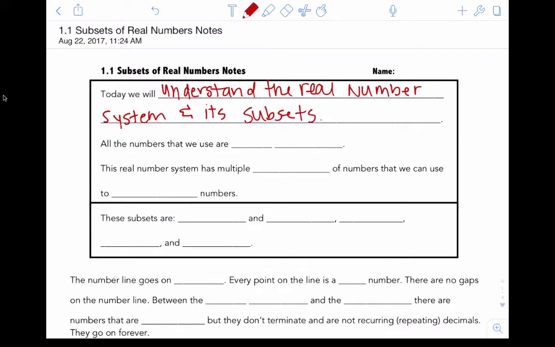So all the numbers that we use, any number that you can think of is a real number. Any number that you've ever used in the past, anything that we're going to use this year in this class is a real number.